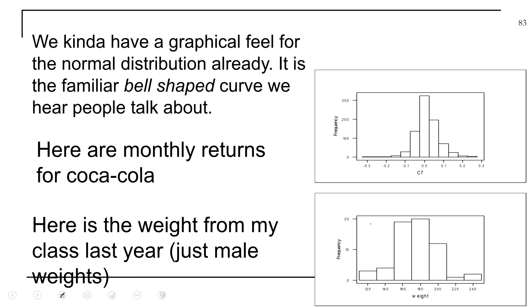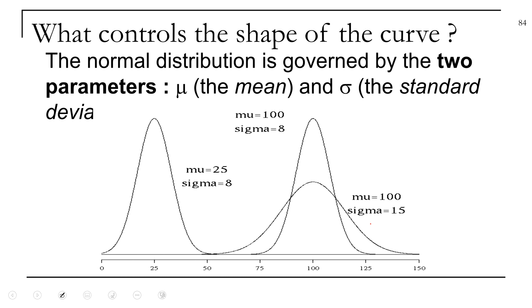We have a graphical feel for this. Weights and heights and stock returns all seem to follow the normal curve. Not exactly sure why, but they do. And it shows up a lot in nature. So let's figure out what this is.